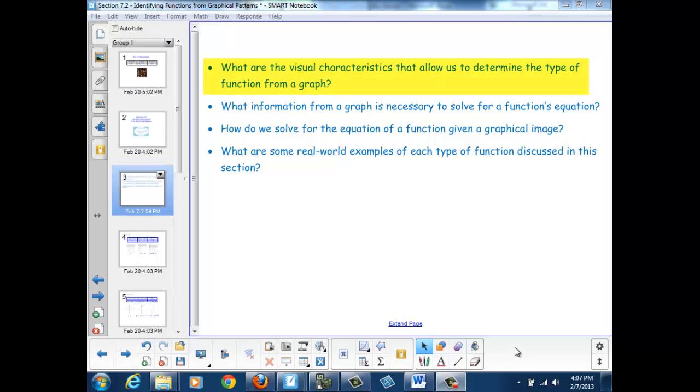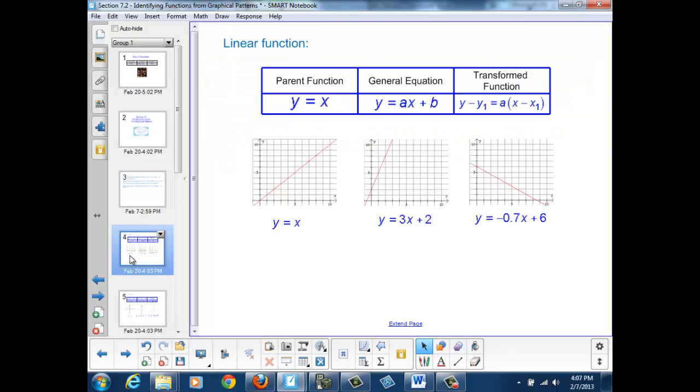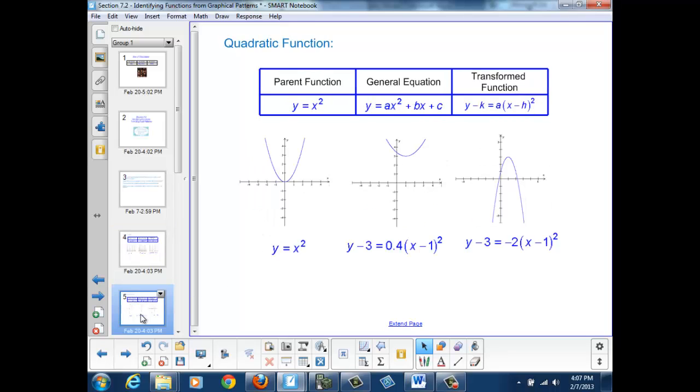Let's recap. What are the visual characteristics that allow us to determine the type of function from a graph? Well, we look at whether a graph is increasing or decreasing, and the concavity, and in particular whether it goes through the origin to distinguish between power and exponential functions. A linear graph is strictly increasing or strictly decreasing. If it hasn't been transformed, it goes through the origin. A quadratic function will either decrease then increase, or increase then decrease. And if it hasn't been transformed, it is again attached to the origin.